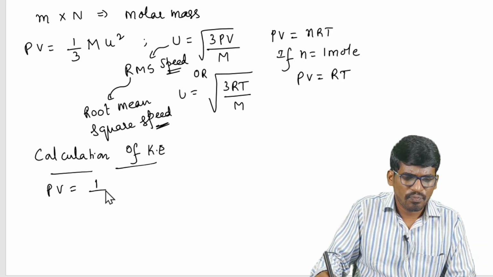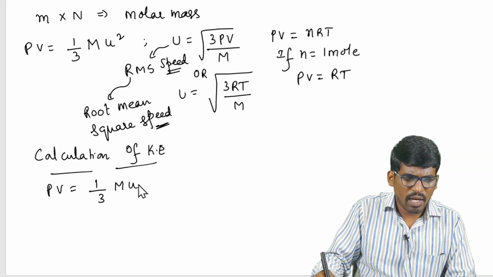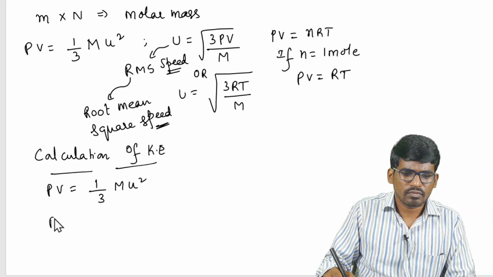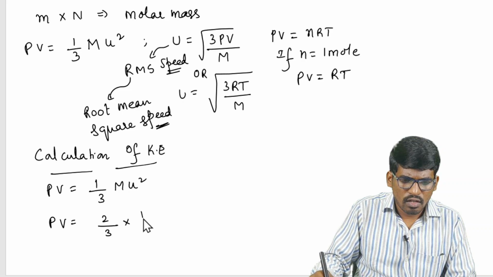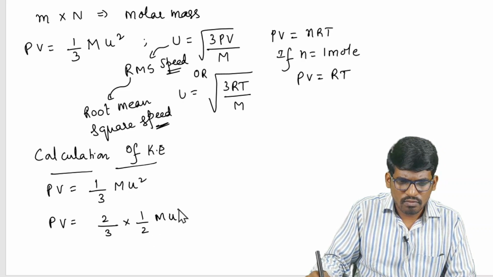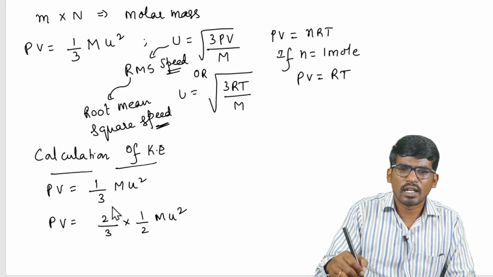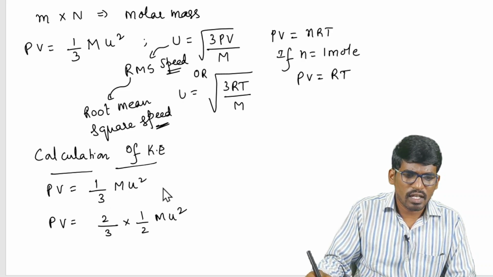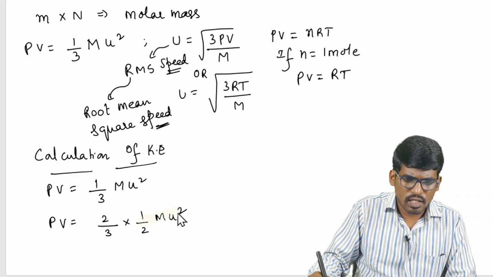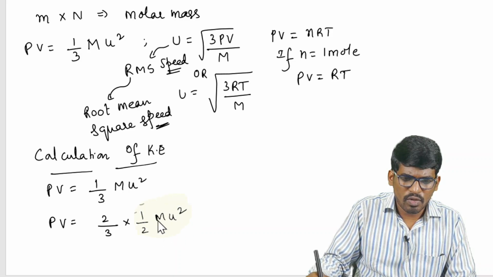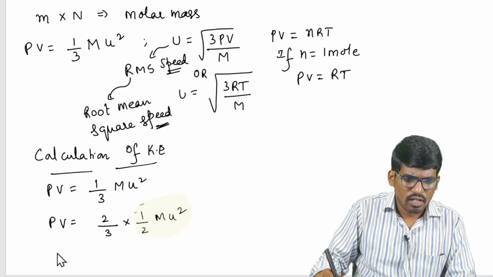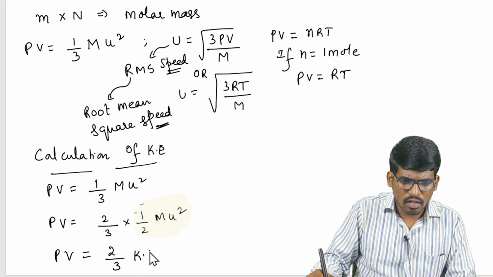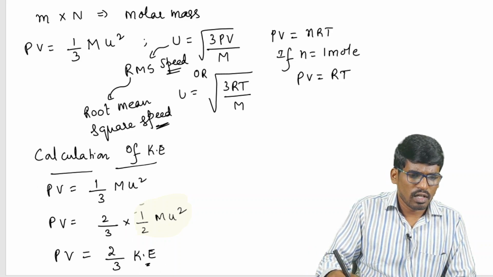What we got is PV is equal to 1 by 3 mu square, and this I can write as PV is equal to 2 by 3 into 1 by 2 mu square. Do you agree? The 2 gets cancelled and I'll get 1 by 3 only, right? But if you notice, this half mu square is nothing but kinetic energy.